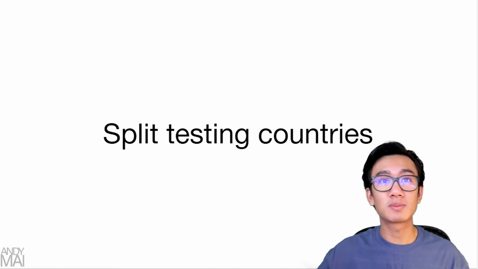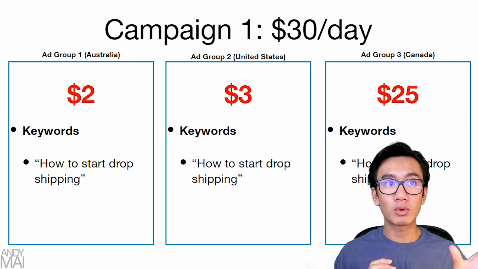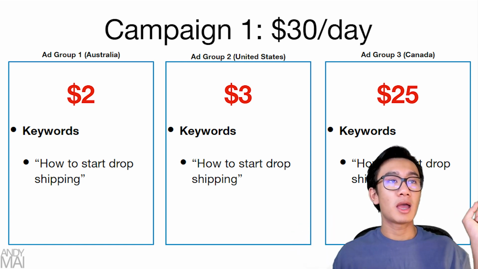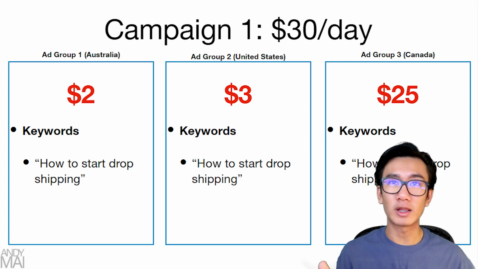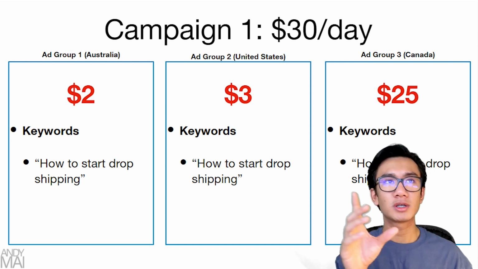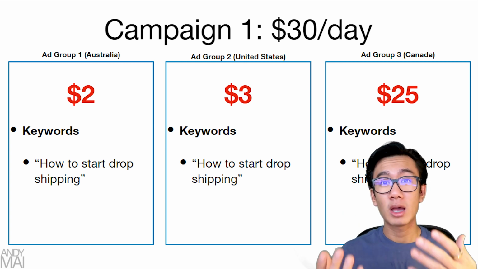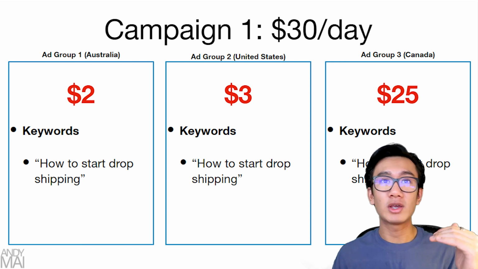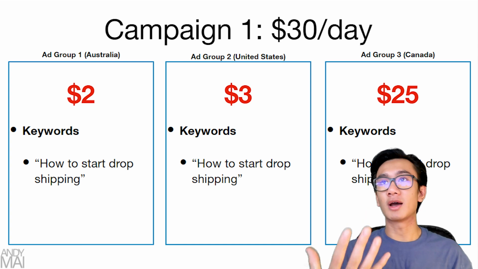The same thing happens for split testing countries. If you have one campaign, you have one keyword, literally just how to start dropshipping, and you have one ad group going to Australia, one ad group going to the United States, one ad group going to Canada, it's not going to spend evenly. I don't know if you could split countries throughout different ad sets. I think you just set the country for the whole campaign. But what you'll notice is that a lot of the budget will go to certain countries and you have no control over saying, hey, I want more money to be spent in Australia, United States, or Canada.